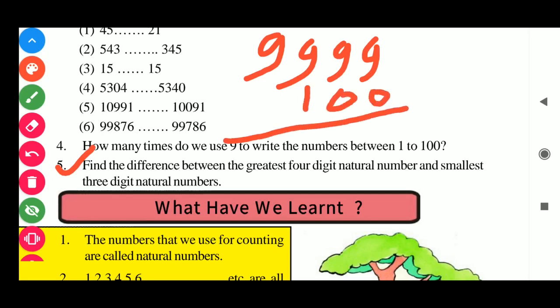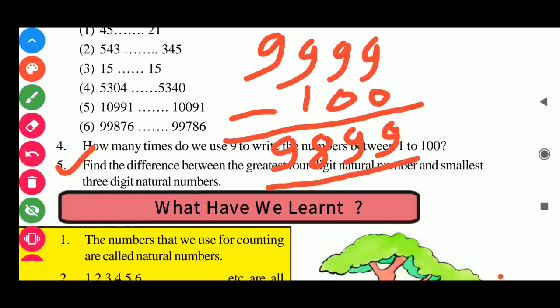For the difference, you take the minus sign. 9 minus 0, that is 9, and 9 minus 0, that is 9. 9 minus 1, that is 8, and here is 9. That one is your answer.